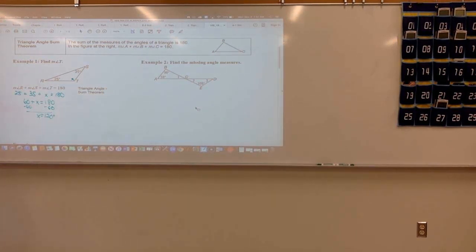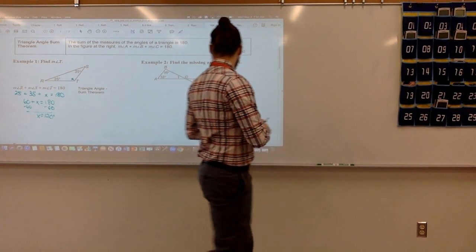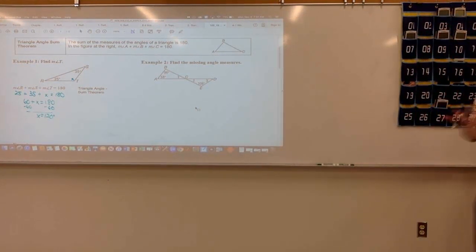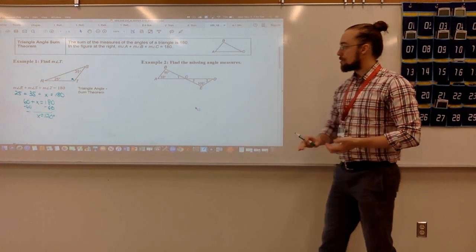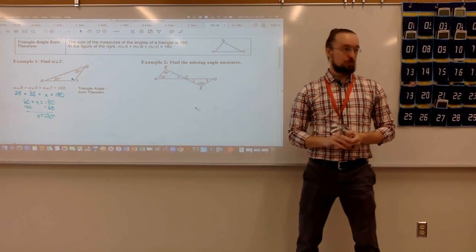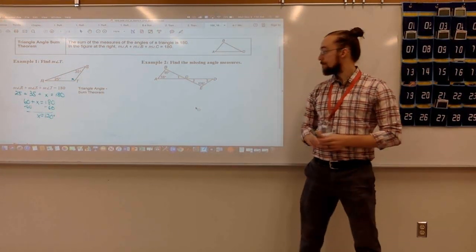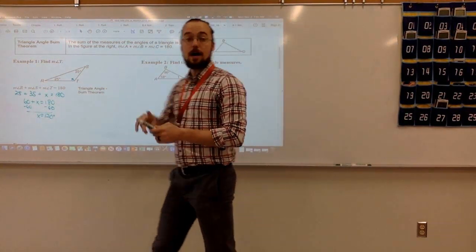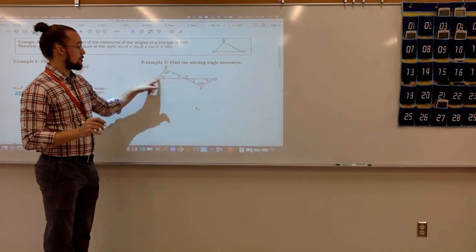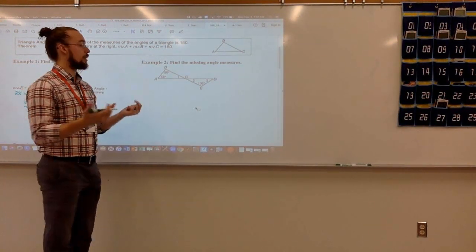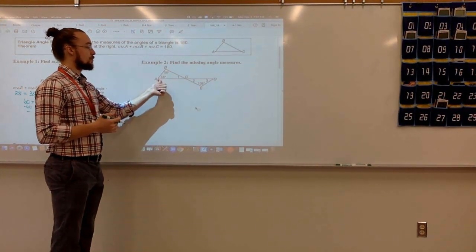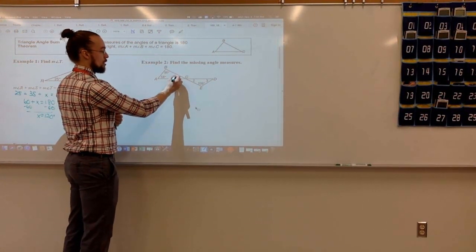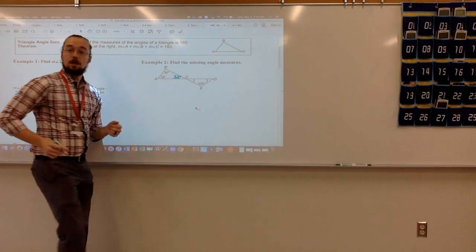So how about example 2 here? We've got three missing angles. How can I find any of these angles? Jess? Yeah, so we could say that we know these three angles will add to 180. So 180 minus 90 minus 58. What does that give me? 32? Roxy?